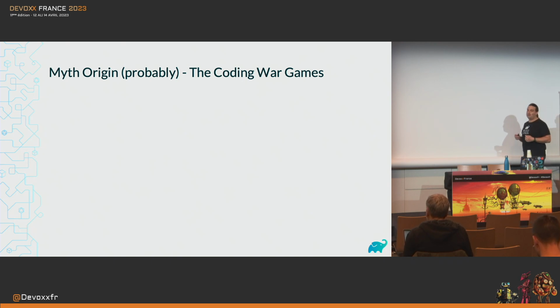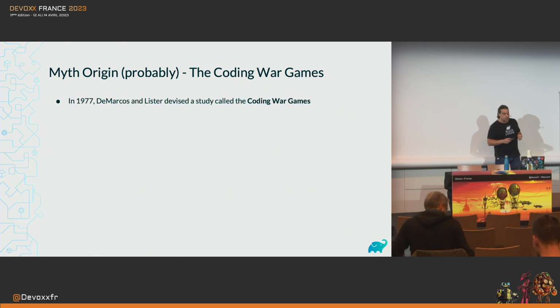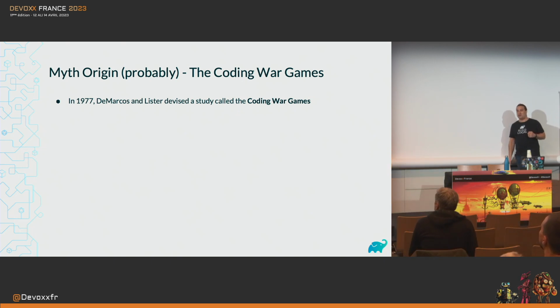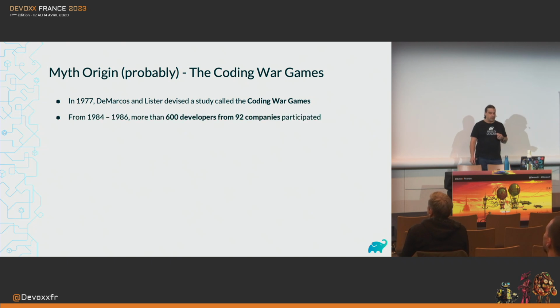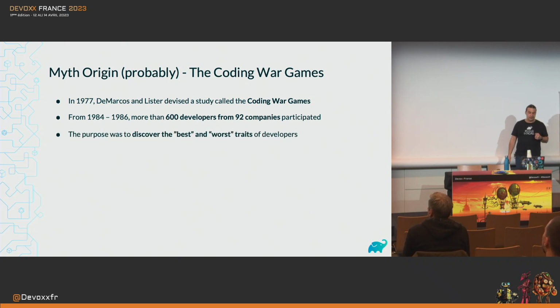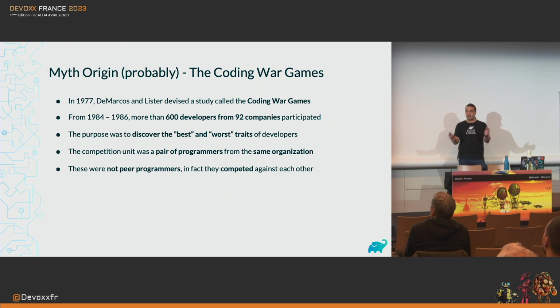It probably came from this study that was launched in the mid-'80s called the Coding War Games. Two authors, Tom DeMarco and Timothy Lister, devised a study that they called the Coding War Games. And this was executed from 1984 to 1986. More than 600 developers from over 92 companies took part in this study. And the purpose was to discover the best and the worst traits of developers.